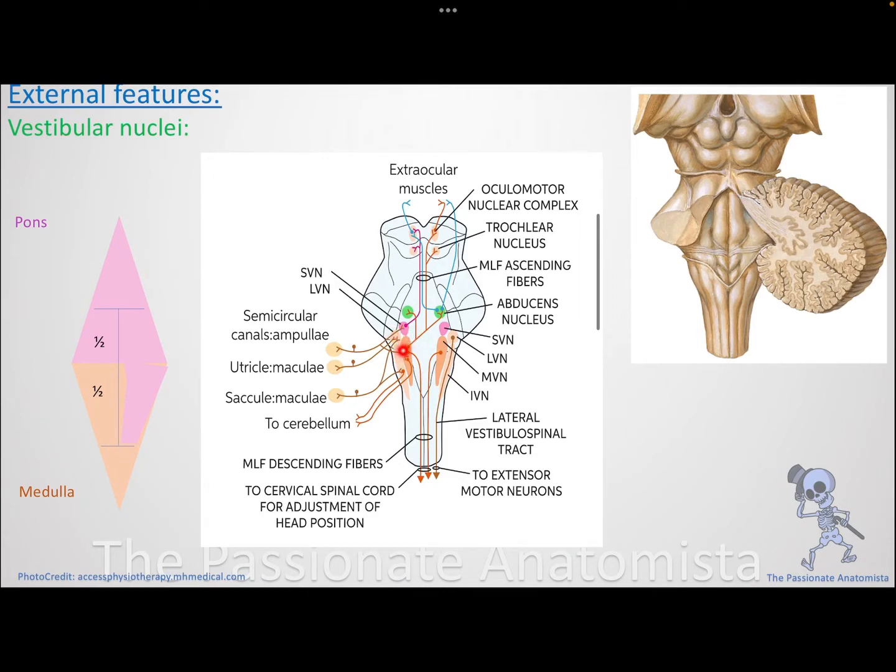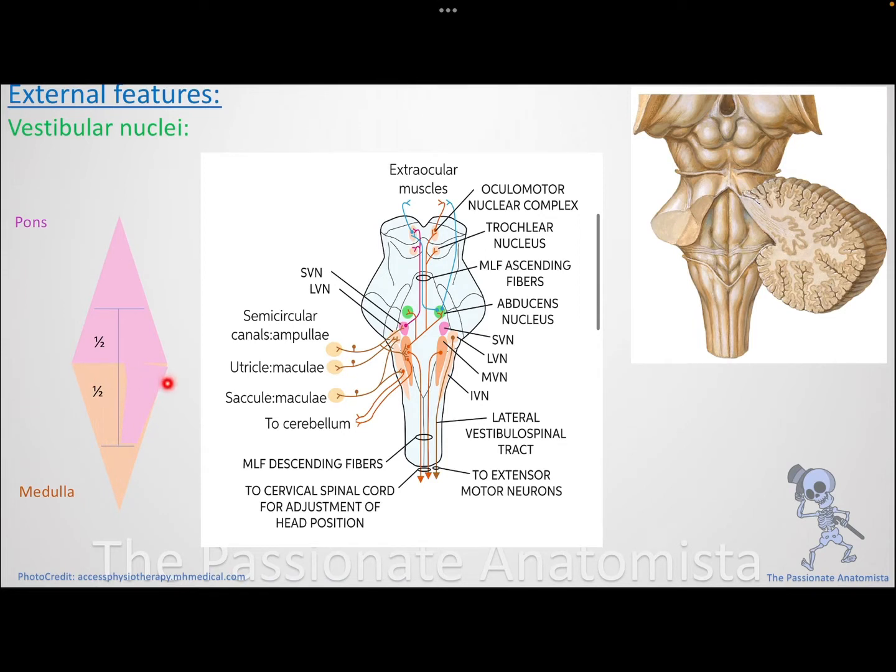And remember when I told you that the vestibular nerve is related to the pons because it has most of the vestibular nuclei. It has the superior, it has the lateral, it has half of the medial. I drew this diagram to help you grasp the idea of the vestibular nuclei. So we have superior, inferior, medial, and lateral.